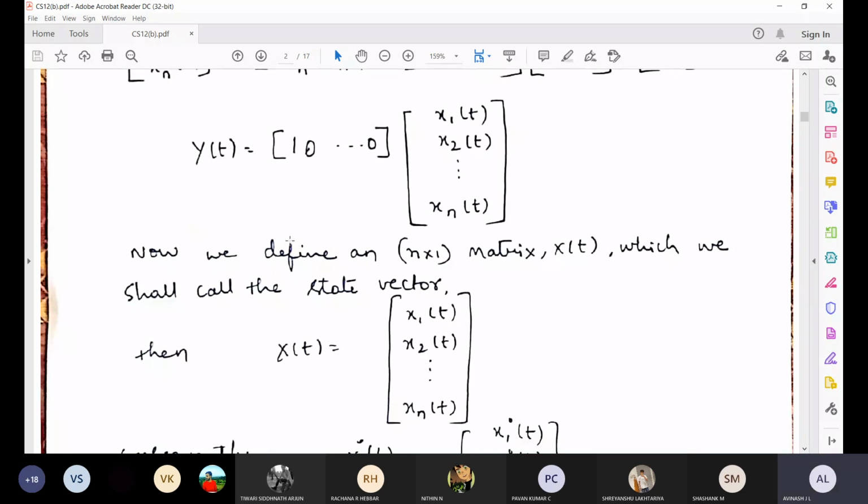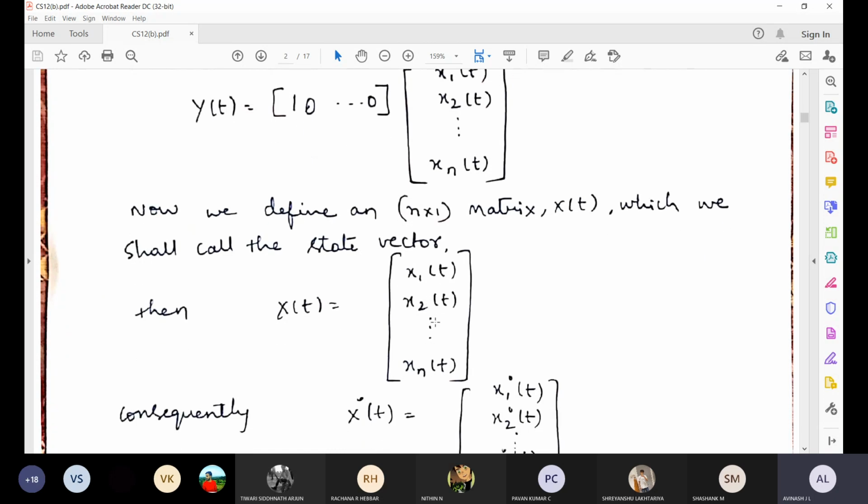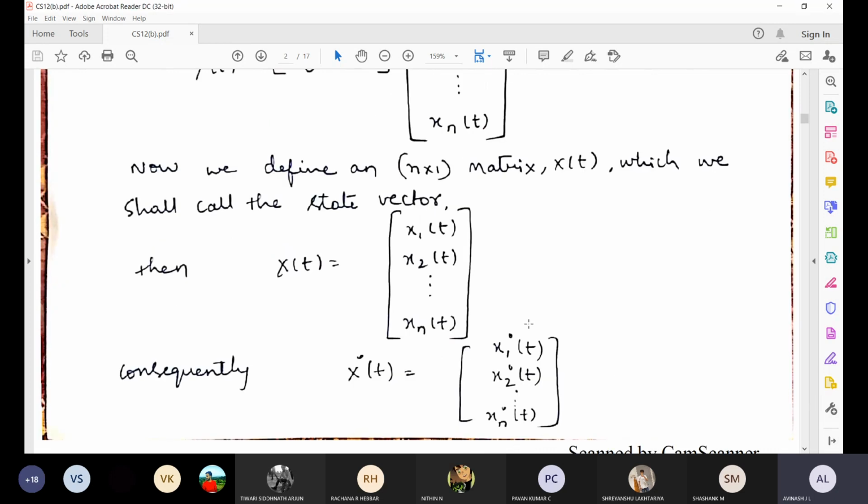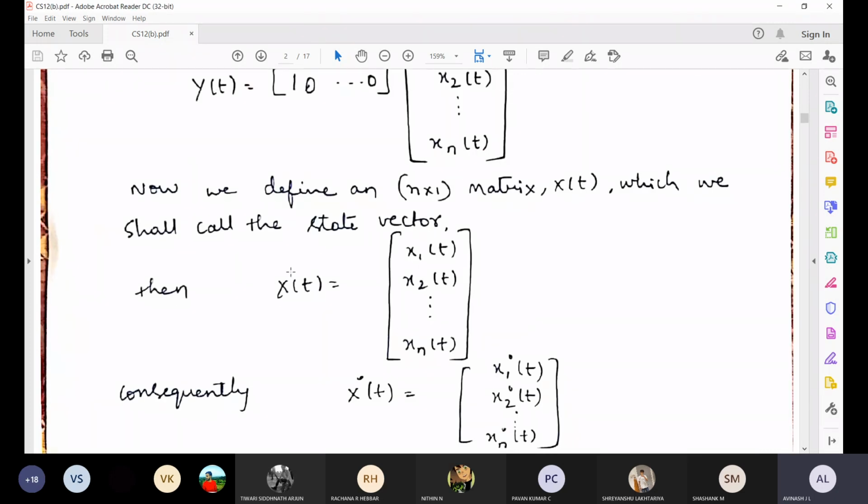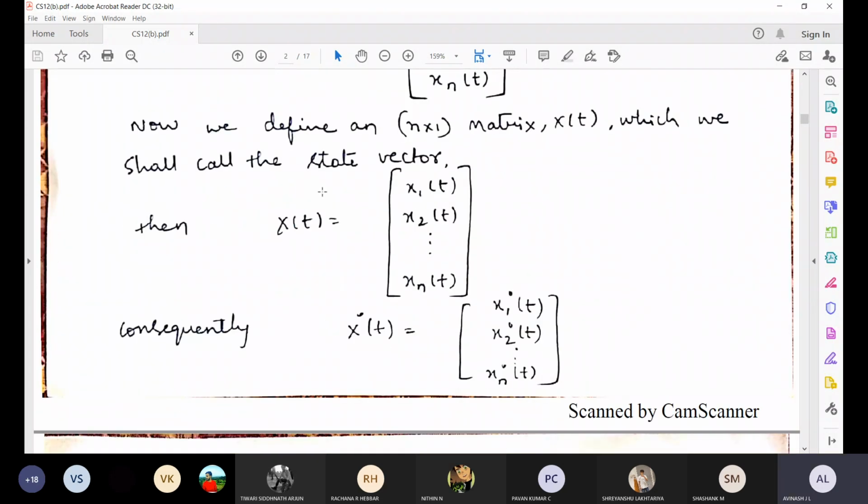Clear? So now those are the two things. Now we can define an n cross 1 matrix x of t, which we shall call a state vector. Here x1 of t, x2 of t up to xn of t we have written now. That is called the state vector. So consequently, if x of t is the state vector, then we take the differential of the state vector.